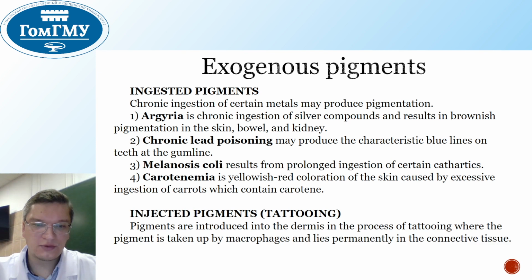Injected pigments, or tattooing. These are pigments like India ink, cinnabar, and carbon, which are introduced in the dermis in the process of tattooing, where the pigment is taken up by macrophages and lies permanently in the connective tissue. The examples of injected pigments are prolonged use of ointment containing mercury, dirt left accidentally in the wound, and tattooing by pricking the skin with dyes.